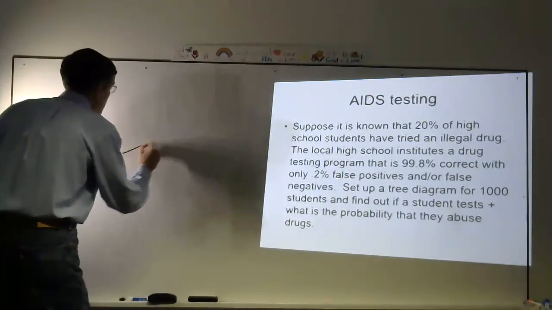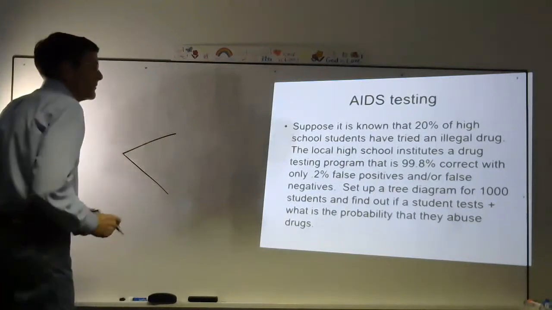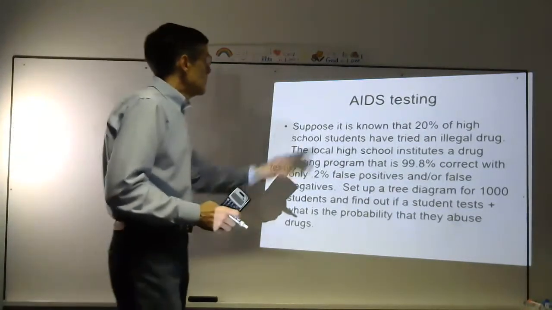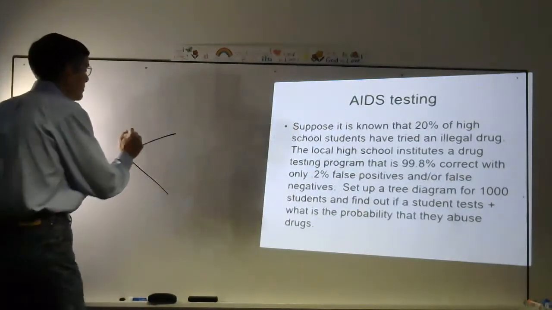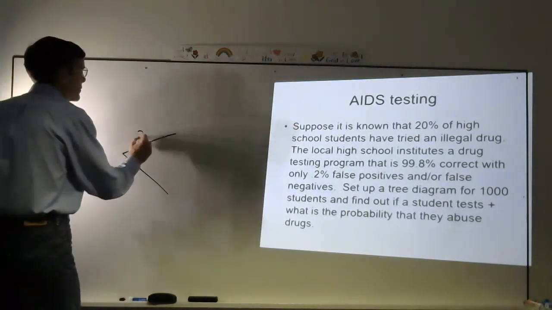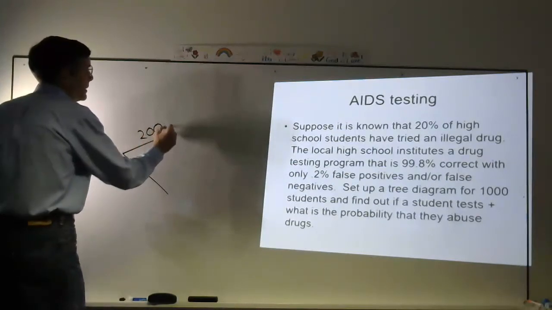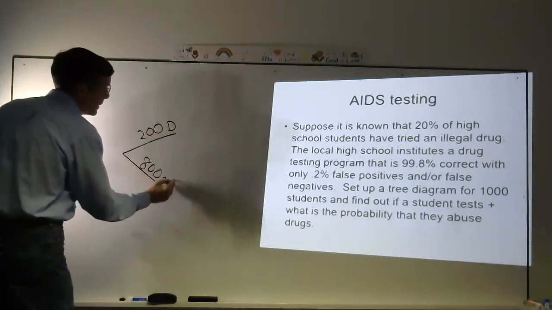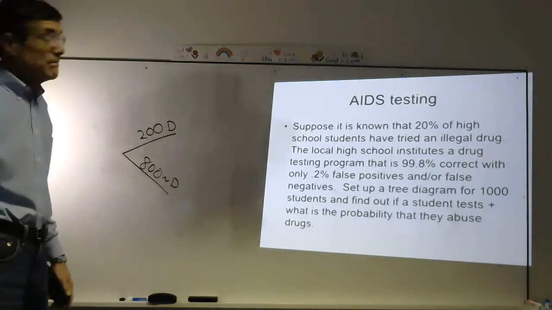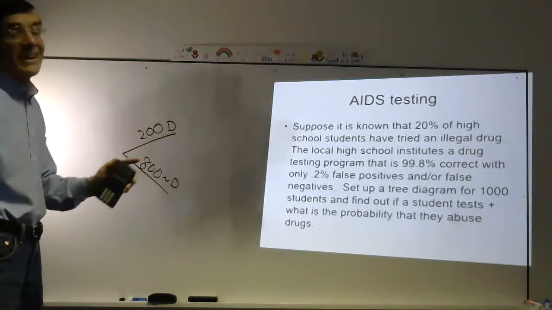All right, so here we go. So we have 1,000 students, okay? 20% of them have tried an illegal drug. 20% of 1,000, multiply 0.20 times 1,000. 200 have done drugs. 800 have not done drugs. Yes? Okay? Now they're tested.